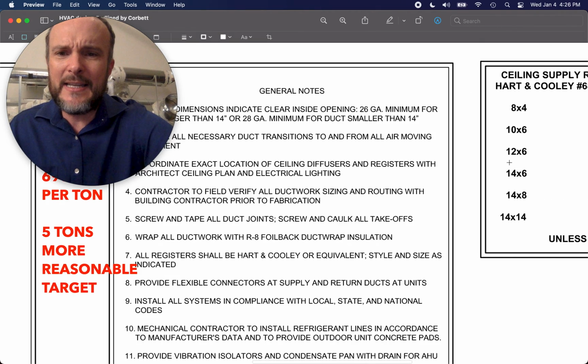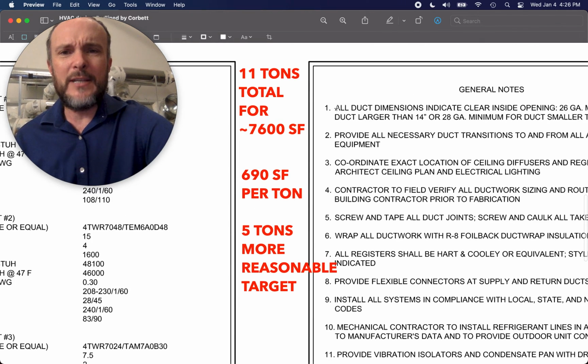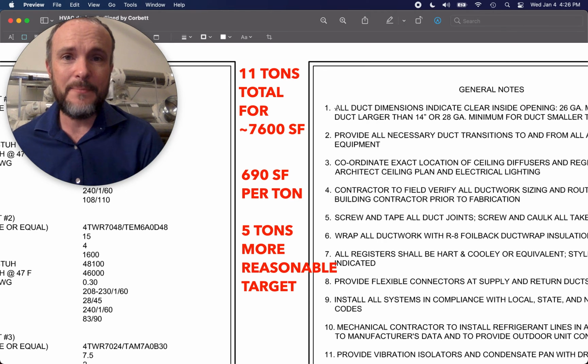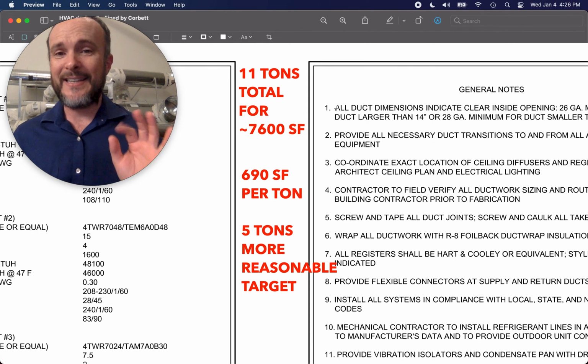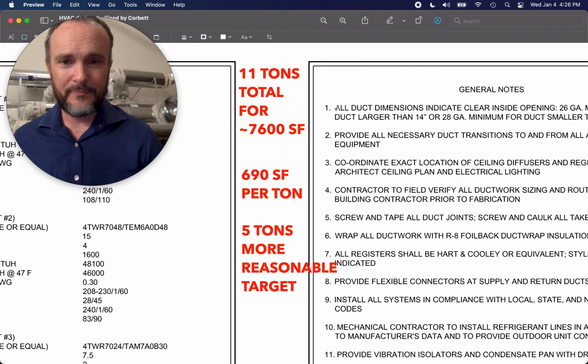And then as you can see down here, this designer spec'd 11 tons of cooling for what they said is a 7,600 square foot home. That's 690 square feet per ton. If you just divide it out, that's very simple math.